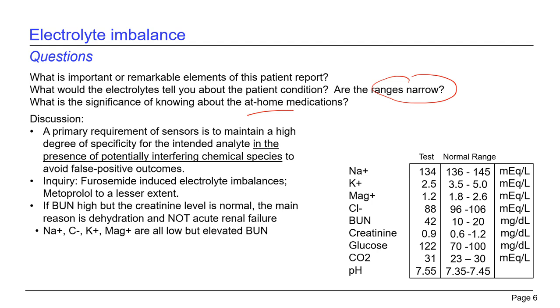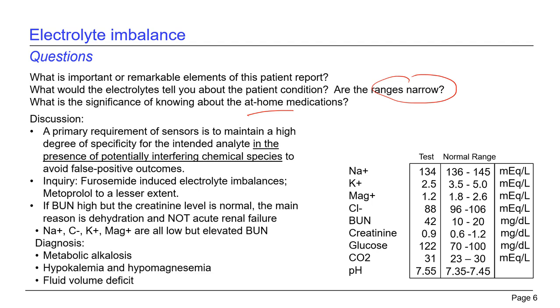And in the case of this patient, the idea is that you've got the potassium, sodium, and magnesium all low, but you've got an elevated BUN. Okay? So basically what happens is the clinician looks at this, and the diagnosis as a result of looking at the labs is that this individual has metabolic alkalosis, hypokalemia, and hypomagnesemia, and then there's a fluid volume deficit, which means basically she's dehydrated.